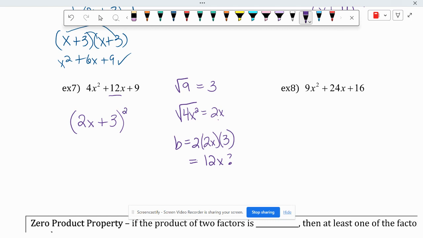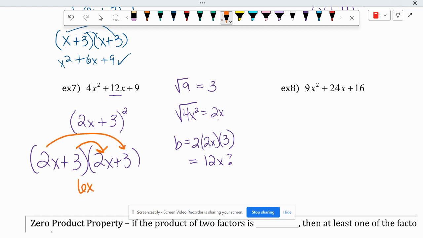Wait, so the 12 doesn't show up? No, because if I were to FOIL this out, look, Dakota, I have to take 3 times 2x, which is 6x. But I also have to take 2x times 3, which is 6x. These add together to get your 12. Does that make sense? Yeah.